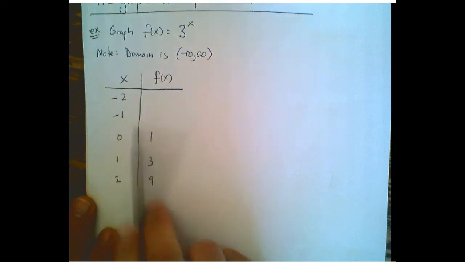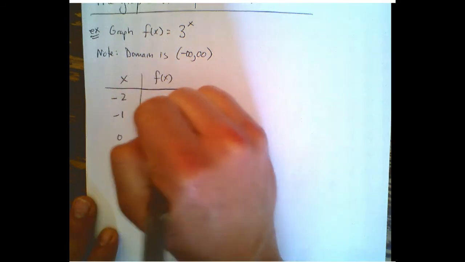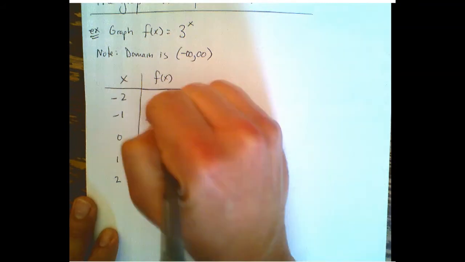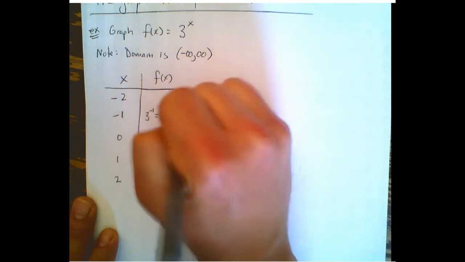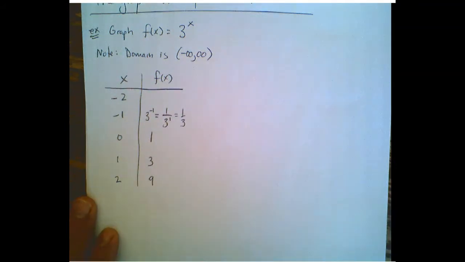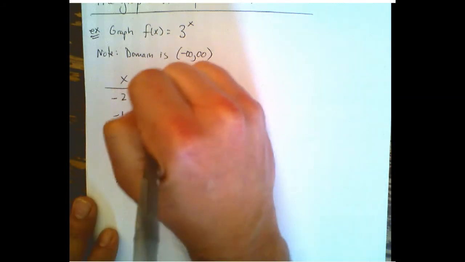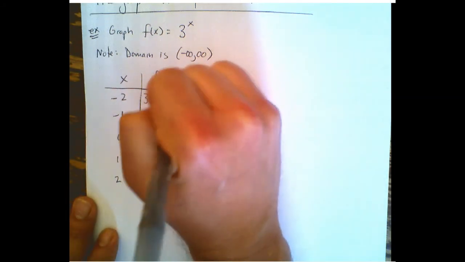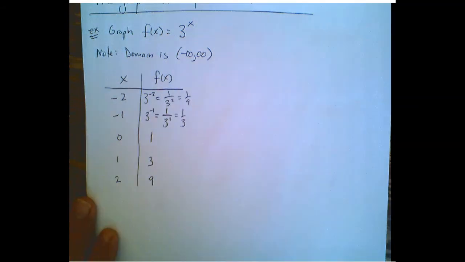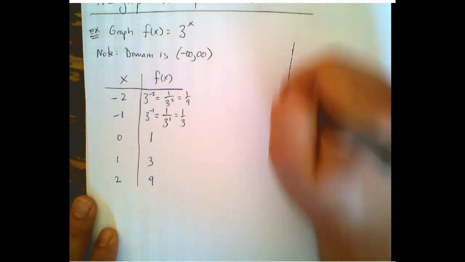How about what's 3 to the -1? 3 to the -1, remember, is 1 over 3 to the +1, or 1/3. And 3 to the -2 would be 1 over 3 squared, which is 1/9. That comes from our properties of exponents. Okay? So I think we have enough points here to graph our function. So let's graph it.